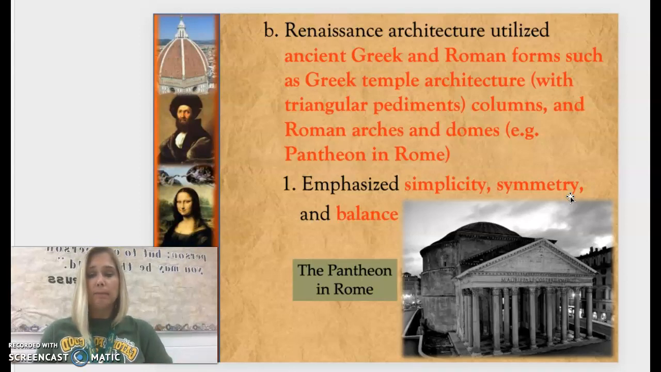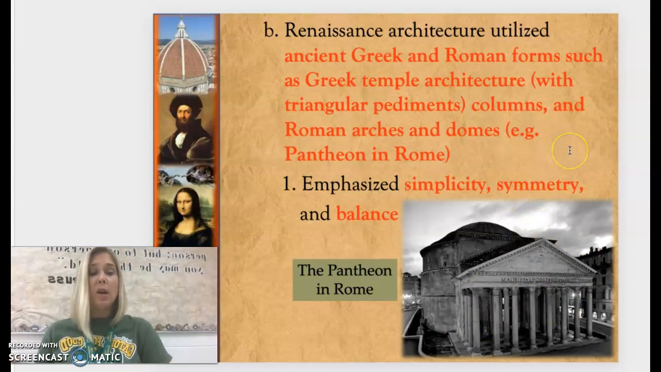You also see they're copying Greek columns. Okay, so here, this is very characteristic of what the Greeks did with these columns. Roman arches, as well as domes. We're going to see a couple of other examples in a moment. But again, one of the better examples of Greek and Roman architecture that will be copied by the Renaissance architects is the Pantheon in Rome. So, really good example to show you.